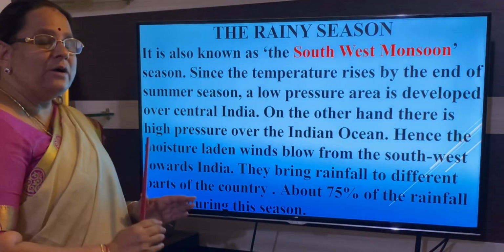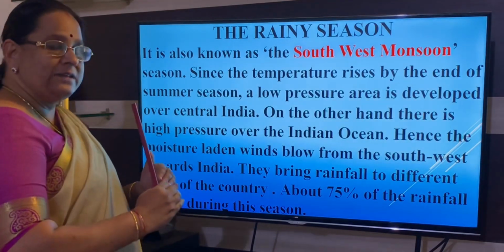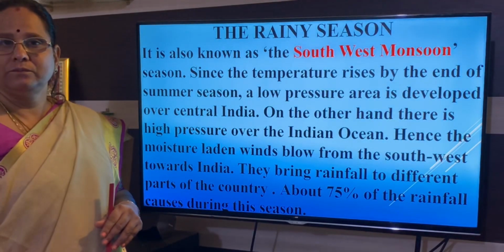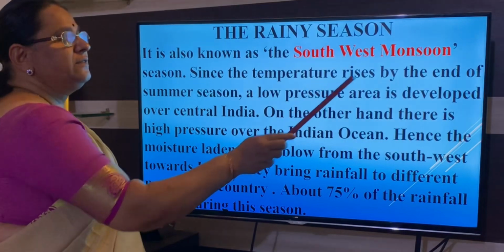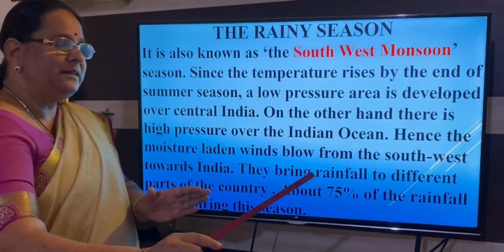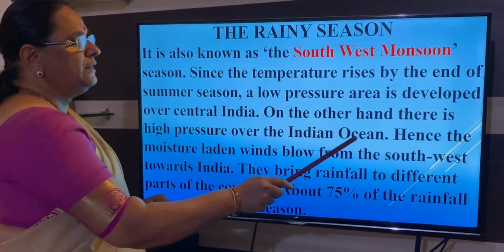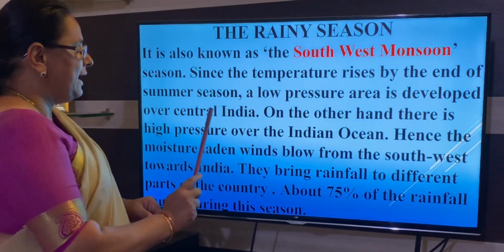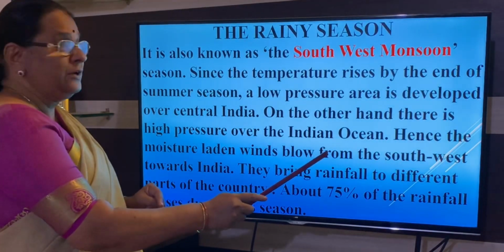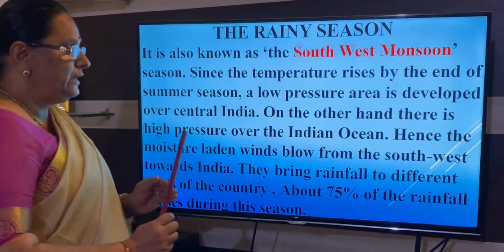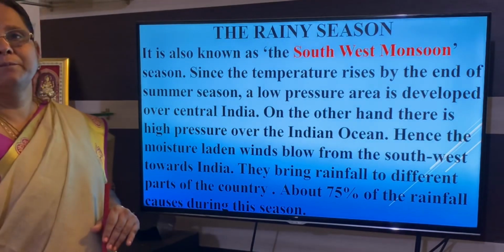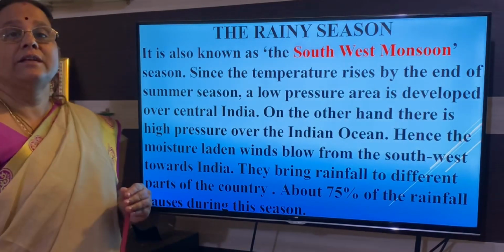Due to that the southwest monsoon wind will start blowing towards India. So remember, as the temperature rises in the end of the summer, due to that we will have a low pressure in central India. And on the other side high pressure is developed in the Indian Ocean. So in the landmass we will have low pressure, whereas in the water body we will have high pressure. Due to this, the wind will start blowing towards southwest and they will start moving towards India. And this is the rainy season.